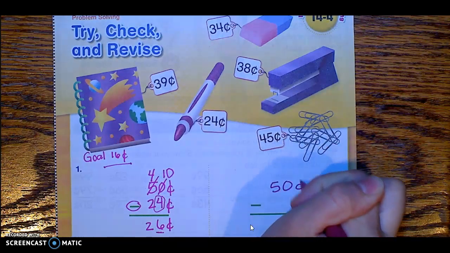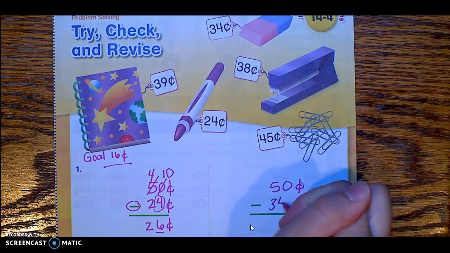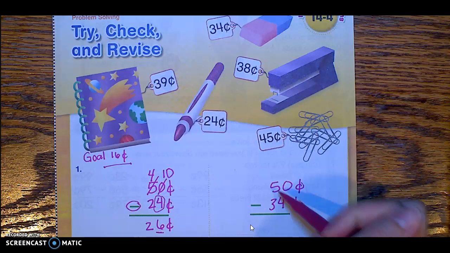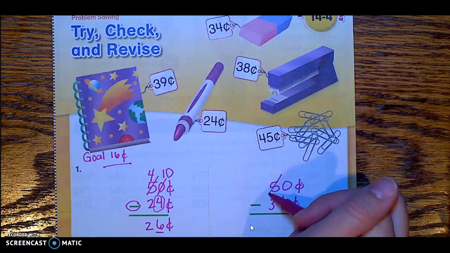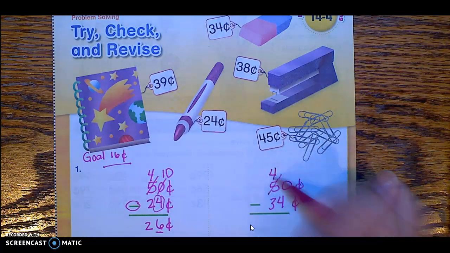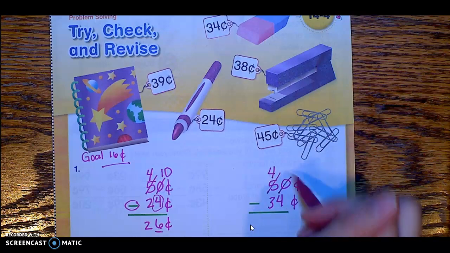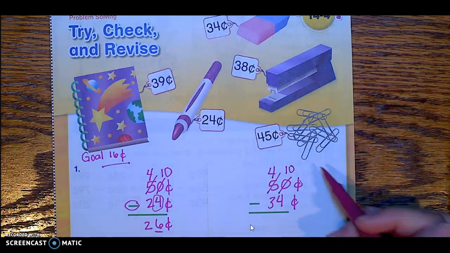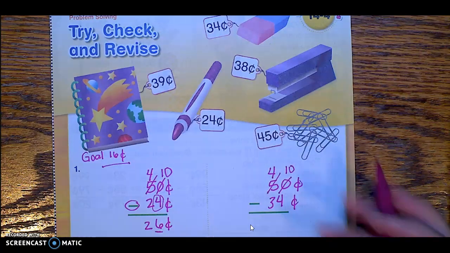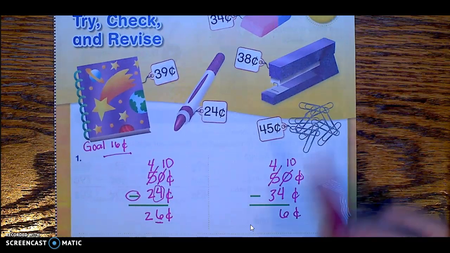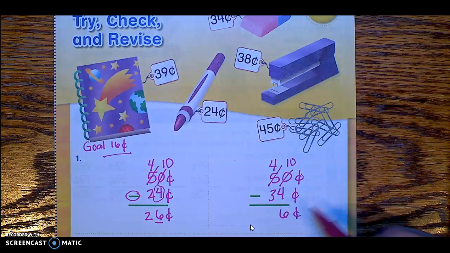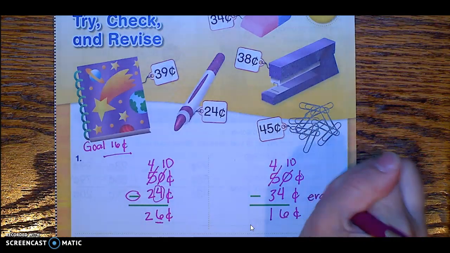Let's try it again. 50 cents minus 34 cents. If I have 0 things, can I take 4 away? No! So you cross off the 5 tens, it becomes 4 tens. Cross off the 0 ones and it becomes 10 ones. 10 minus 4, that's a partner for 10, equals 6. Don't forget your subtraction sign. 4 minus 3 is 1. Did we get 16 cents in change? Yeah, so the eraser.